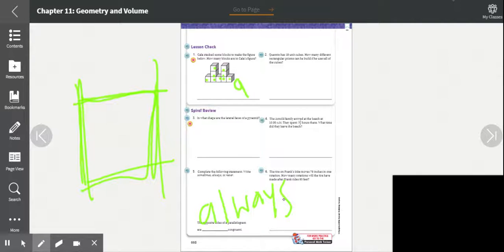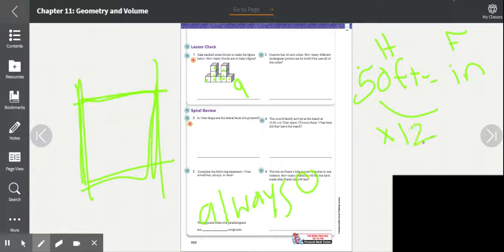And the last question says the tires on Frank's bike move 75 inches in one rotation. How many rotations will the tire have made after Frank rides 50 feet? So I have to make this 50 feet into inches. And I know that there are 12 inches in a foot. So I'm multiplying by 12. I know 12 times 5 is 60, and I'm going to add a 0, so 600.